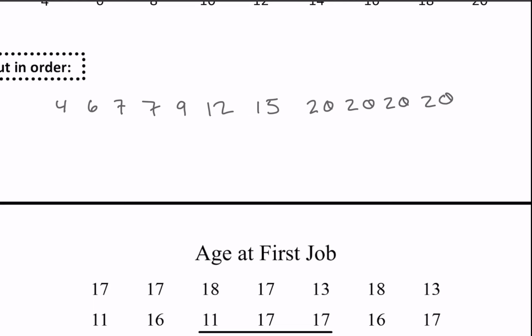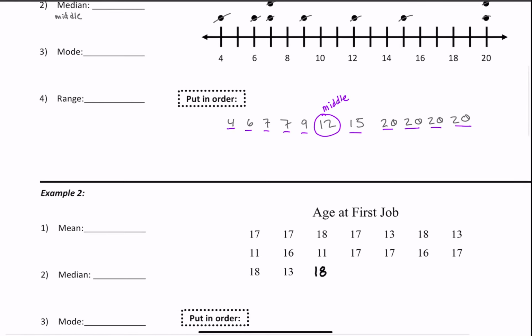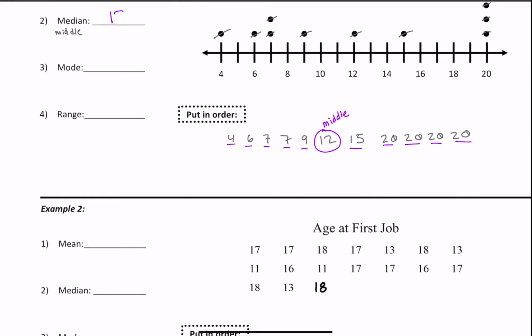You are going to underline on each side until you find the middle. So I have 6 and 20, and then we have 7 and 20, and then we have 7 and 20 again, and then we have 9 and 15. Now see how 12, I couldn't underline it with a partner? So that means 12 is going to be my middle, and that means 12 is my median, right?